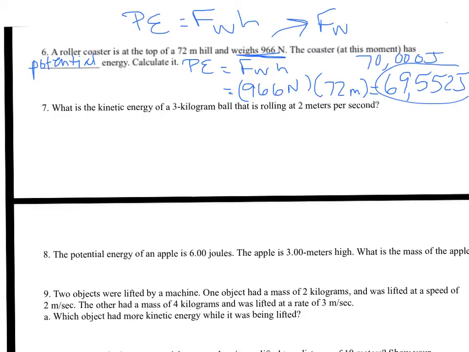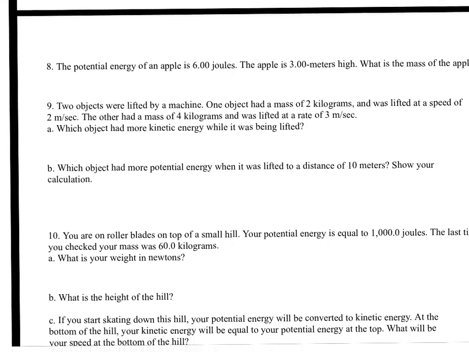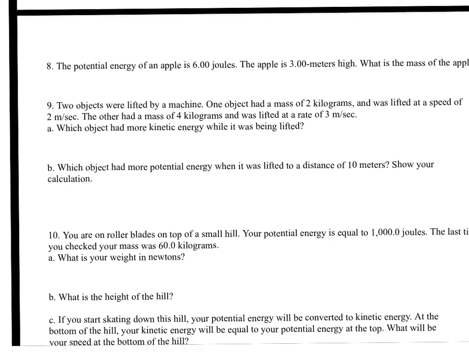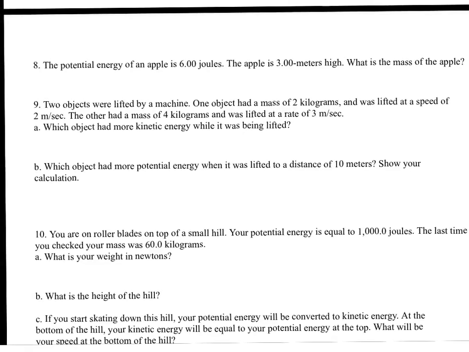Okay, number 8. The potential energy of an apple is 6 joules. The apple is 3 meters high. What is the mass of the apple? Now, I wanted to do this problem to show you how we can rearrange it and solve for a different variable besides potential energy. So here is our equation. We're already told what the potential energy is. Anytime you see joules, that's always potential energy. And anytime you see meters, that's going to be your height.